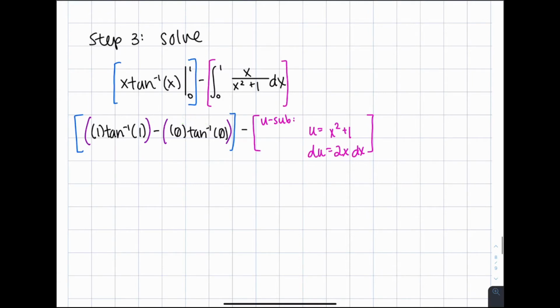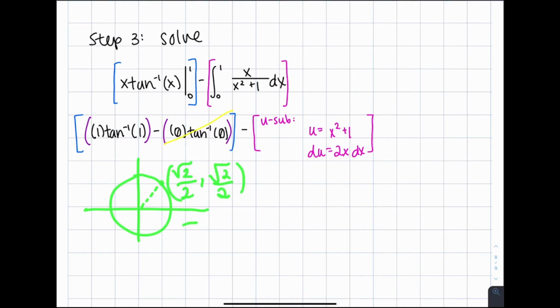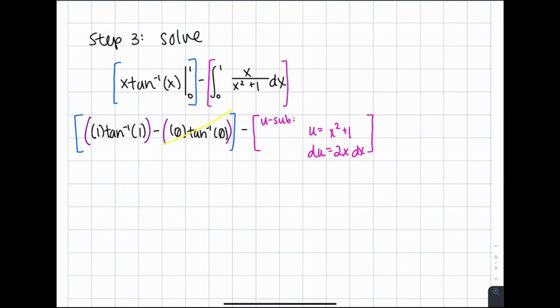So now let's try inverse tangent of 1. Where is tangent equal to 1 on the unit circle? Well, at this point, we have the coordinates the square root of 2 over 2, comma the square root of 2 over 2. If we take the tangent, which is again y over x, we get 1. Therefore, the angle at this point, which is our answer, is pi over 4. So that means that the left side is simply pi over 4.